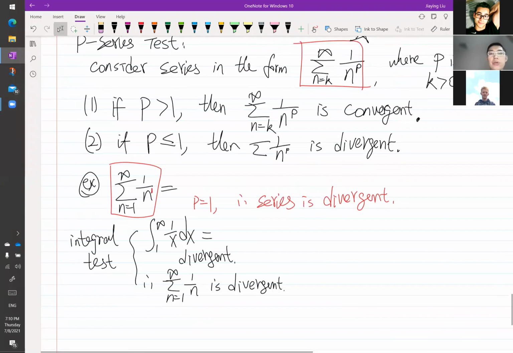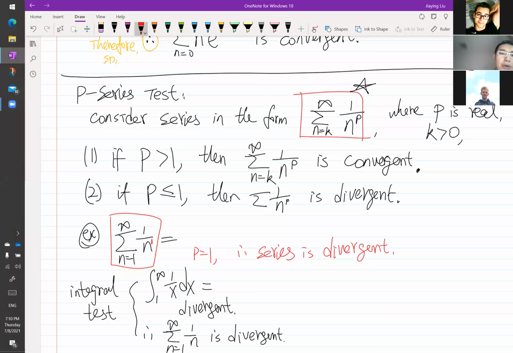You only use this test if the series is written in the form of 1 over n to a power, with n being the index number.